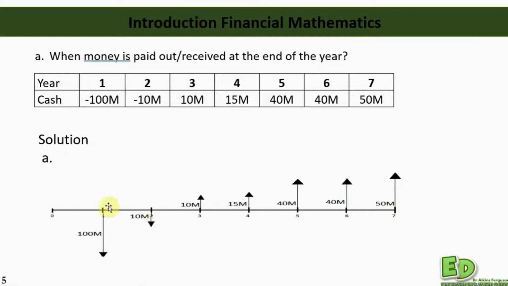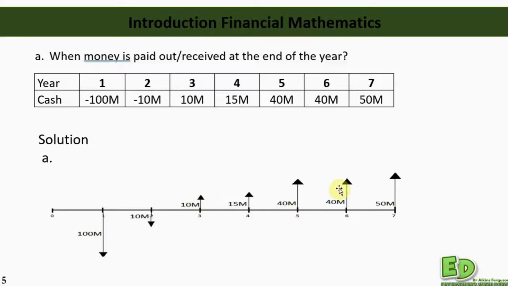So end of year 1 is year 1, showing an outflow of 100 million. Year 2, outflow of minus 10 million at the end of year 2, which is year 2 itself. End of year 3 is 3 itself, showing a positive value. That's 10 million, which is an inflow, so it is going up. End of year 4 is the 4th year, showing an inflow of 50 million. End of year 5 is the 5th year, showing an inflow of 40 million. Same for year 6, same for year 7.